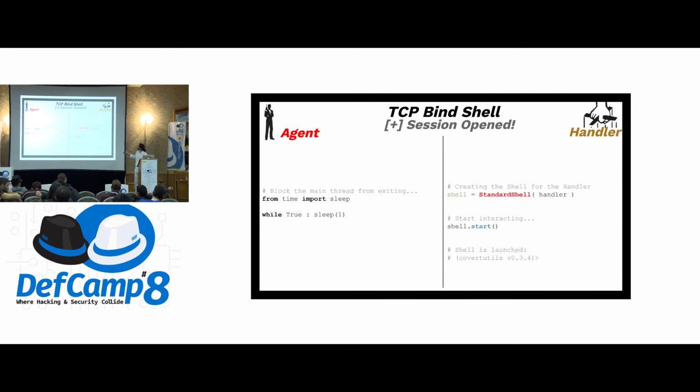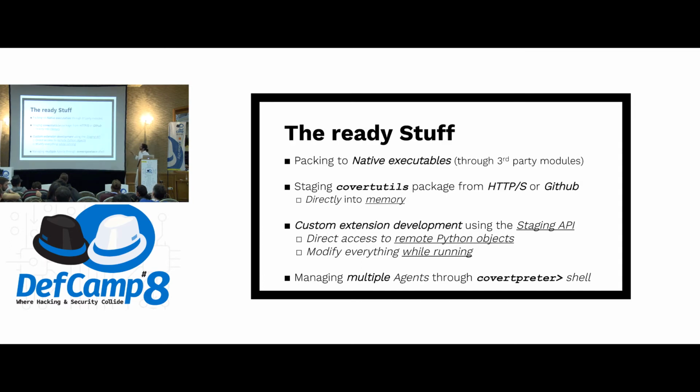So, what's already implemented? We can make native stagers for both Linux and Windows, using PyInstaller, for example, or Cython, with a main function. We can do staging. Staging is a nice thing, because staging is not passing binary data only. We pass Python code, and we can do that directly from GitHub.